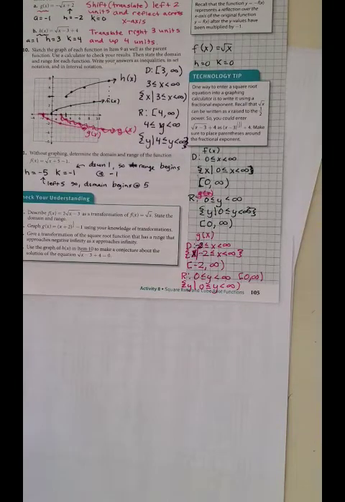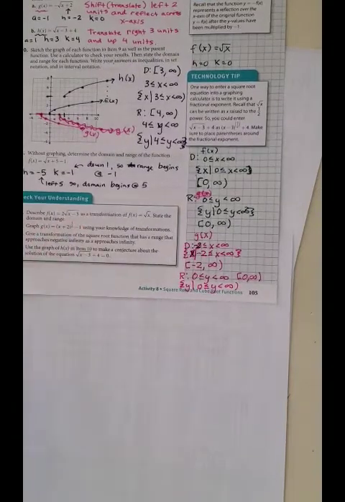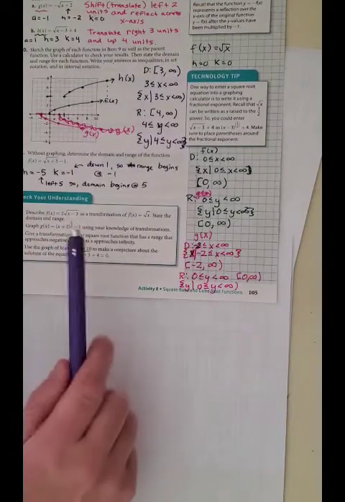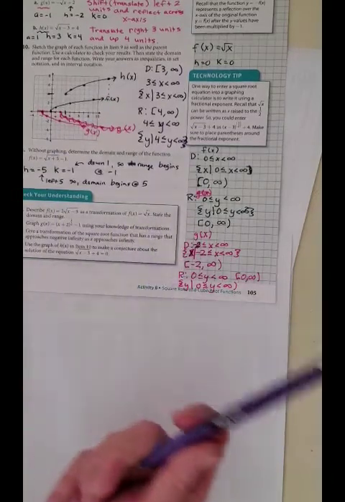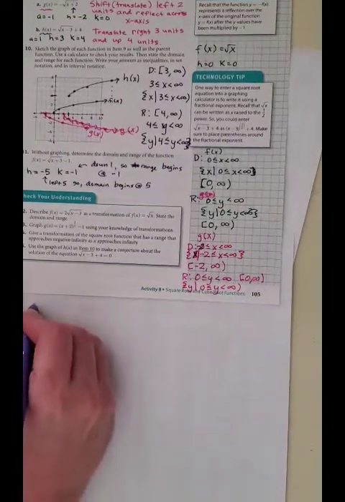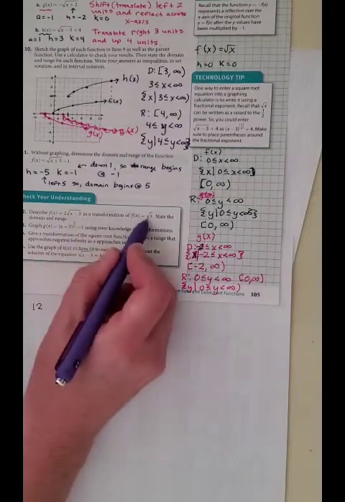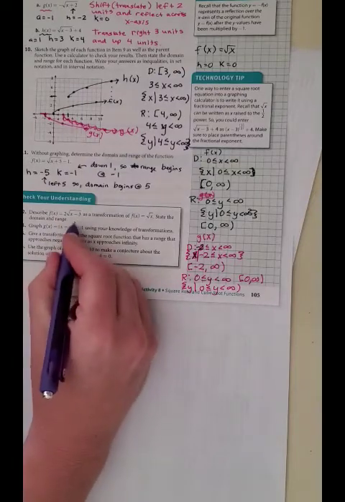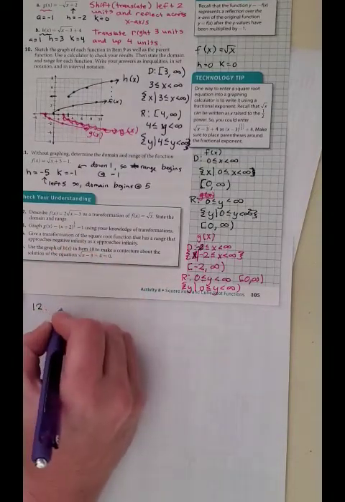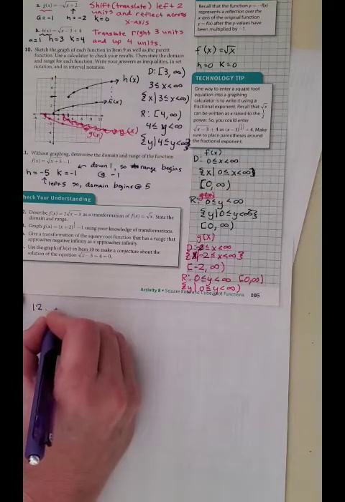All right, number 12 on the Check Your Understanding. It says describe the transformation of f of x equals square root x. Now you should have already done these, so you're just checking your answers. So to describe the transformation and state the domain and range. So describing that transformation, our transformation will be that we are scaling, right?